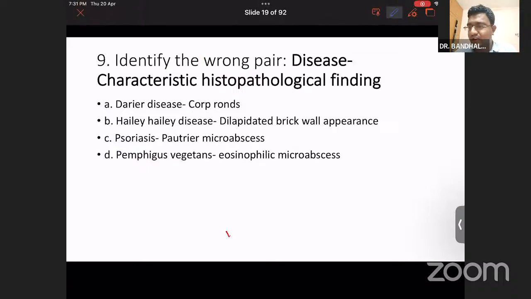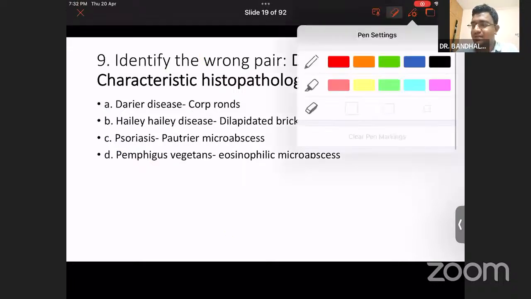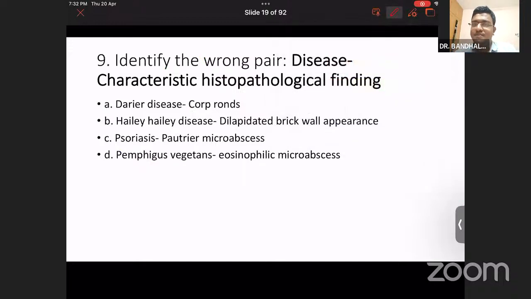Now, identify the wrong pair. These kinds of questions are commonly asked in INICET. Like here, the question is disease and characteristic histopathological finding. Option A, Darier disease, corps ronds. Hailey-Hailey disease, dilapidated brick wall appearance. C, psoriasis, Potter microabscess. D, pemphigus vegetans, eosinophilic microabscesses.